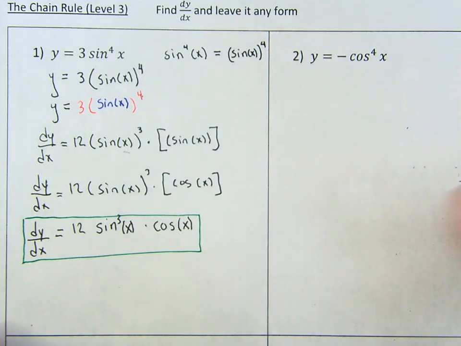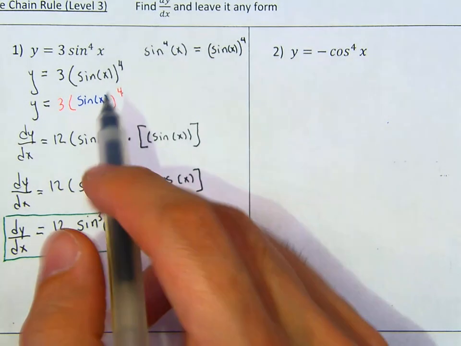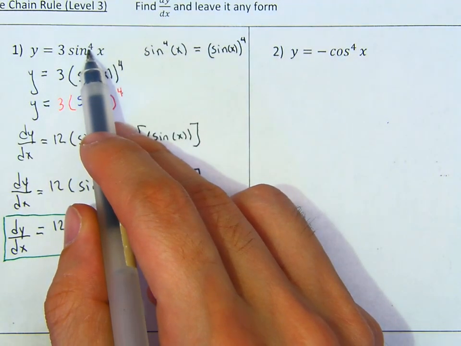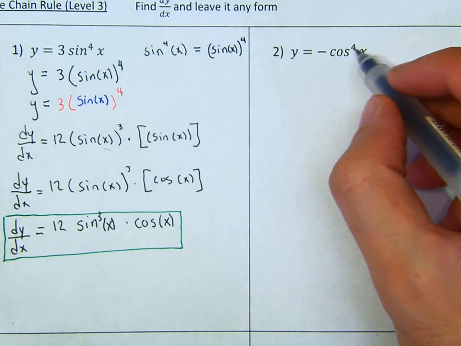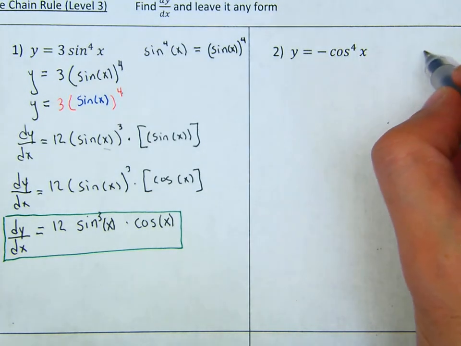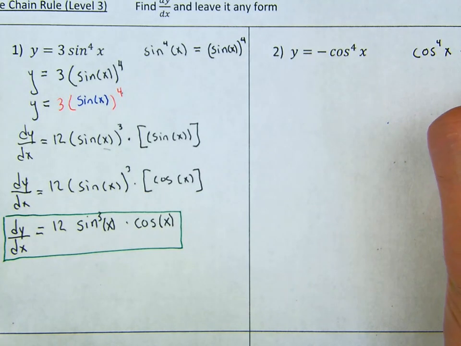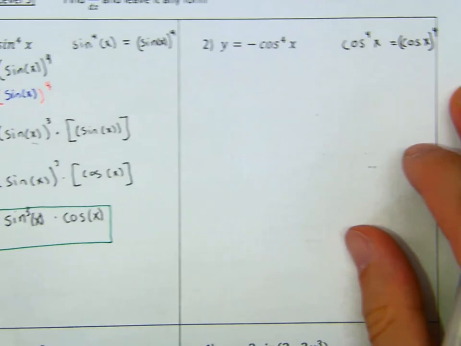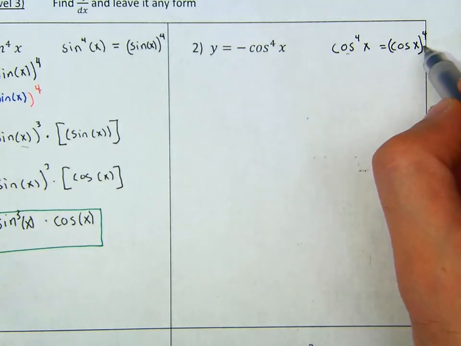Okay, so let's look at number 2. Here, the same idea as what we did for number 1, where we pulled out that 4 and put it over here, we're going to do the same thing for the cosine to the 4 of x. So this is cosine to the 4 of x, that's equal to the cosine of x, the whole thing to the 4. Oh, my bad. I'll write it again here. It will look like that on the outside.